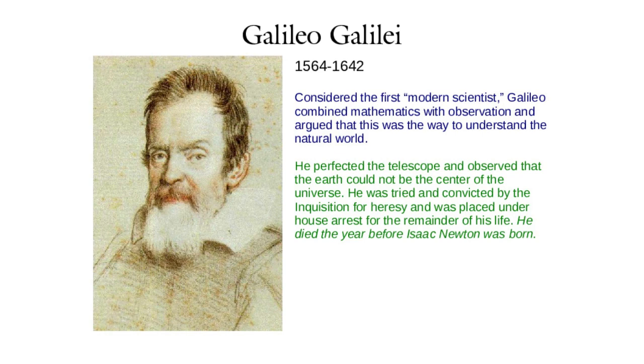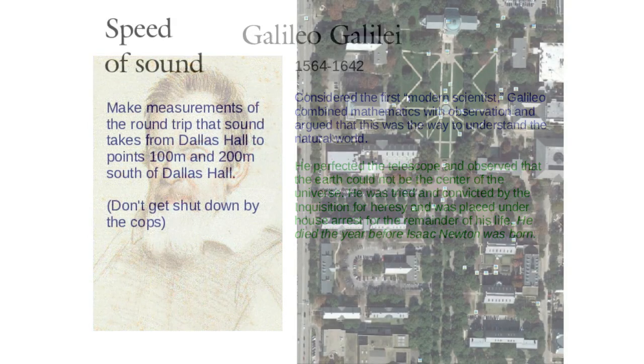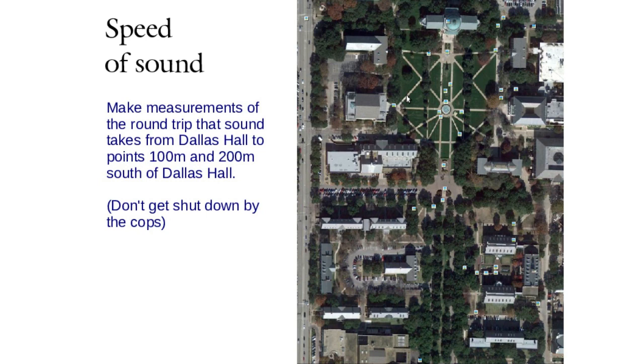Okay. Now, Galileo was very interested in light, and he wanted to know if light was an instantaneous phenomenon. That is, that from the time it's emitted to the time it's received is zero time. He wanted to know if light travels at a finite speed. So he proposed an experiment, and that experiment is something that the physics of musical instruments class here at SMU does, but they do it with sound.